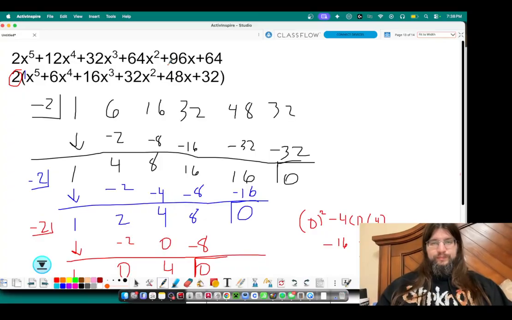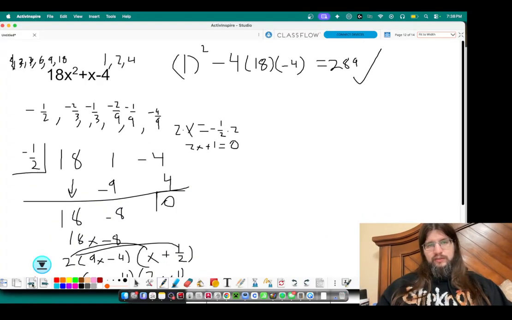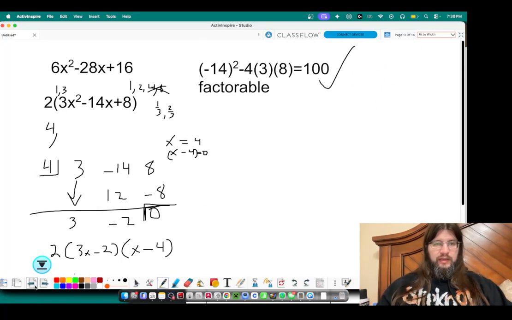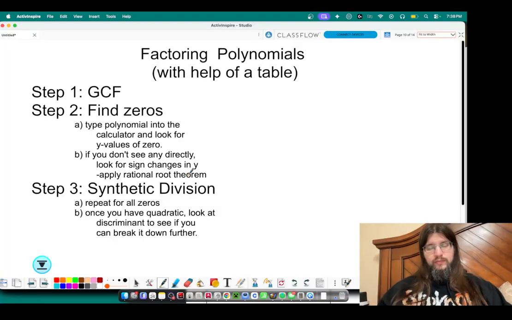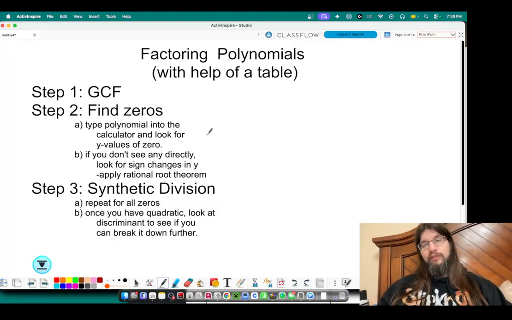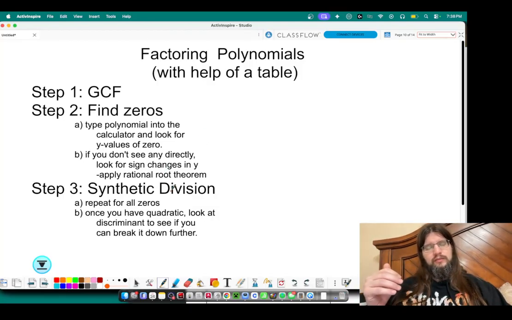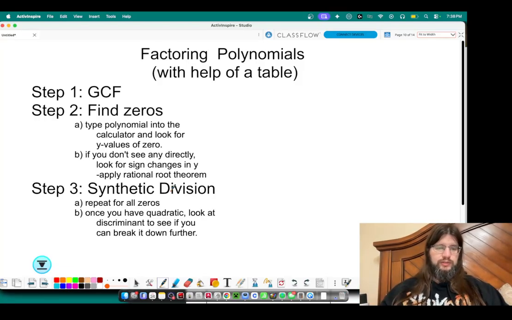Yeah, that's it. So this will work whether it's quadratic or beyond. Once you have a quadratic, though, check if it's factorable. Save yourself some time. Check. Use your table. Look for y values of 0. If you don't find any, look for sign changes. When you see the sign change, look at the coefficient or the leading coefficient and the constant. That'll tell you your possible rational roots. And just do the thing.